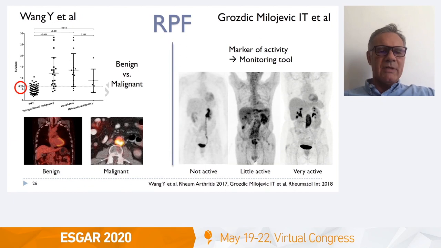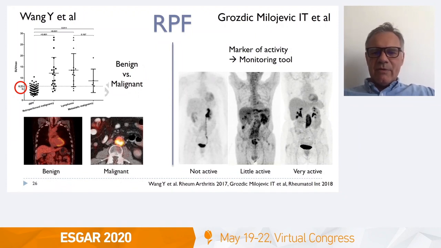I've selected two papers. One shows that some authors have proposed to use FDG PET to differentiate between malignant and benign conditions. You see that if you have a very, very low FDG uptake, it's very reassuring. If you have a very high FDG uptake, you can worry. But you have a threshold around 6. But as usual with box plots, you have a large overlap between the different categories. So it's very difficult, on the basis of FDG PET alone, to separate malignancy from benign conditions.